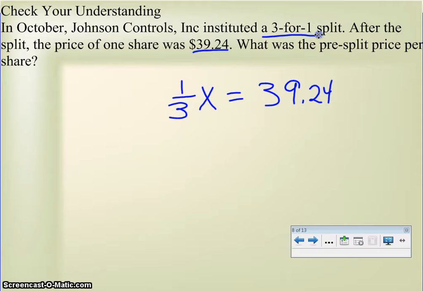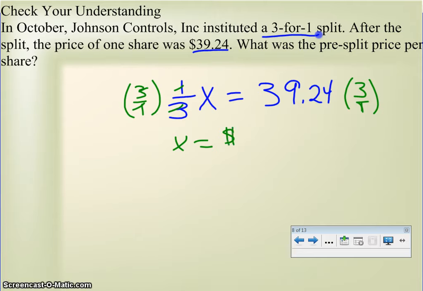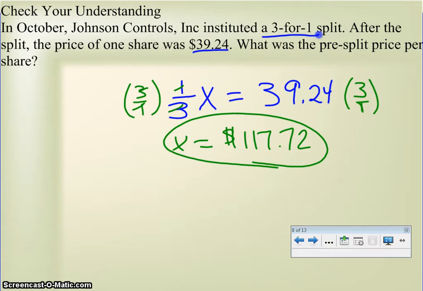$39.24. So here, to get rid of this fraction, we're simply going to multiply both sides by that reciprocal. The fraction here goes away, and it turns out that the pre-stock split price was $117.72. And I got that by multiplying the $39.24 times the 3.